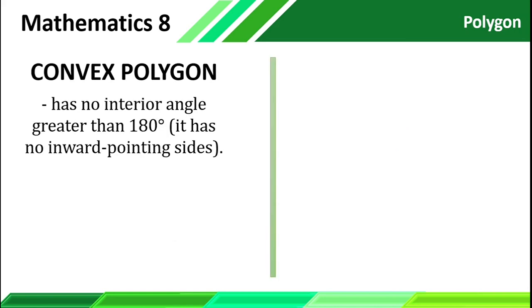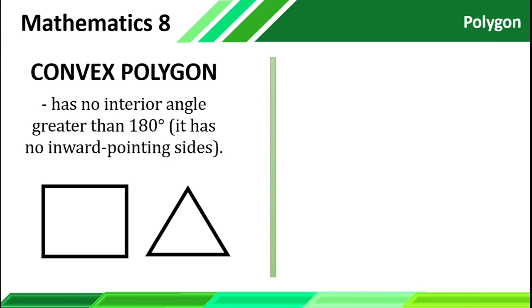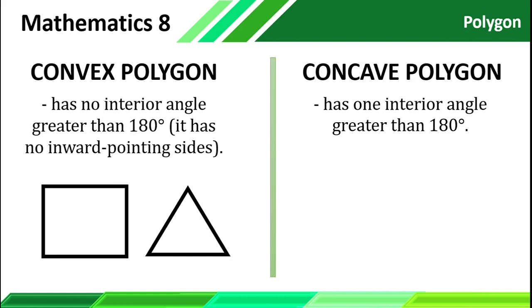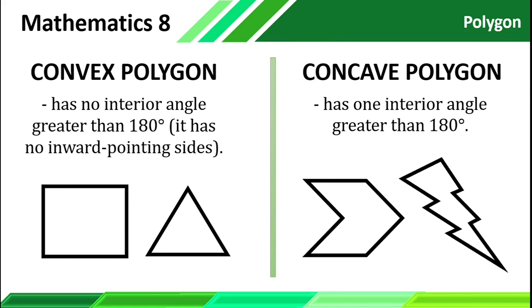So we have two kinds of polygon, the convex polygon and the concave polygon. First, let's discuss convex polygon. It has no interior angle greater than 180 degrees. It has no inward pointing side. So the examples of convex polygon are these. In contrast, we have a concave polygon. It has one interior angle greater than 180 degrees. So these are examples of concave polygon. As you can see, there is an inward pointing side. So this is under concave polygon.